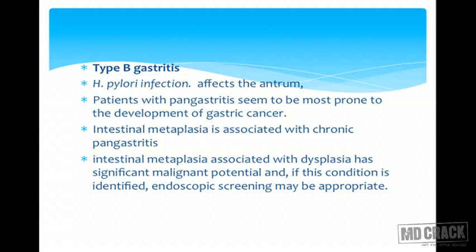Patients with pan-gastritis have intestinal metaplasia associated with chronic pan-gastritis. Intestinal metaplasia associated with dysplasia has significant malignant potential, and if this condition is identified, endoscopic screening can be suggested to the patient so as to avoid invasion of the malignancy into deeper layers.